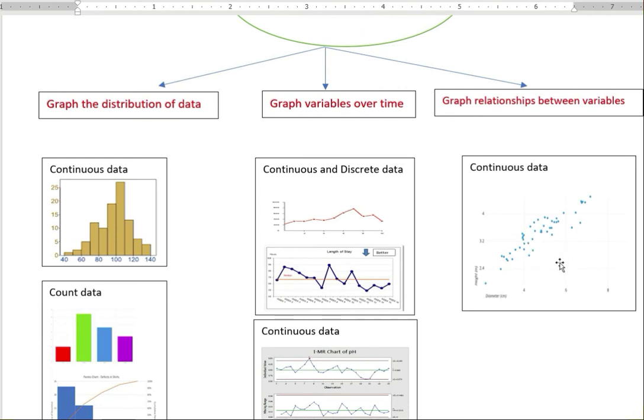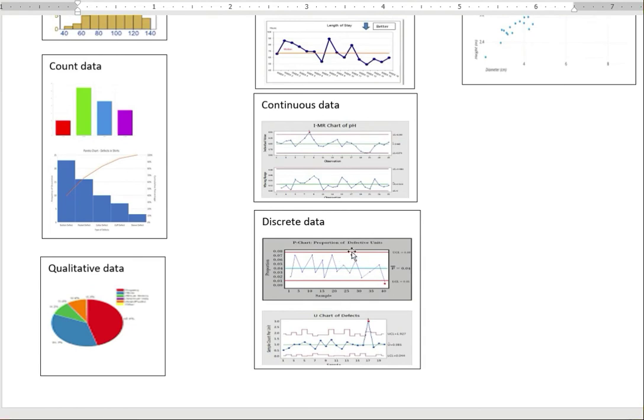Suppose you want to measure relationship between two variables. What is my objective? I want to measure relationship between two variables. Then which graph can we use? Scatter diagram. So this is the application for the construction of scatter diagram. When to use scatter? If you want to measure relationship between two variables. So for relationship, this is the best graph. For time series, these are the best graphs, but the best one is control chart.